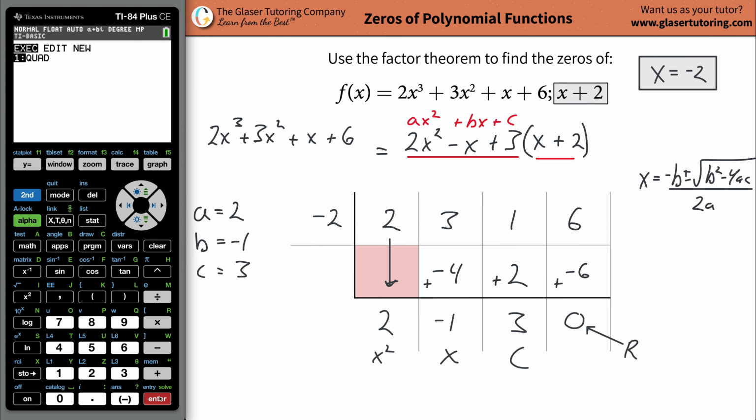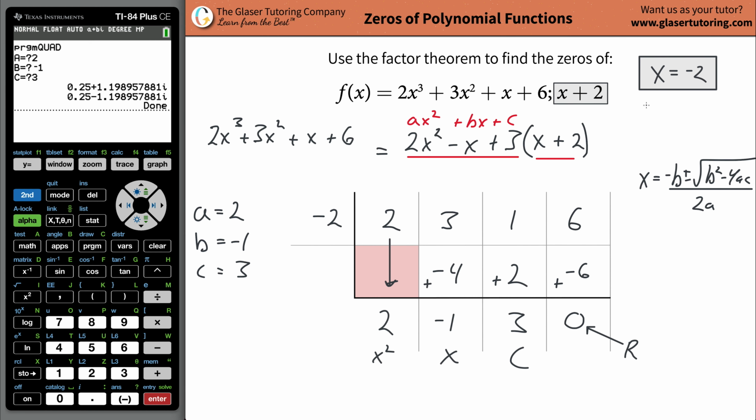I walk you through how to program your calculator, and you're going to love it because watch how nice and simple this is. So what's your a value? 2. What's your b value? -1. What's your c value? 3. And there are the zeros. Now it turns out that they are imaginary. They are imaginary, but those are indeed the zeros.